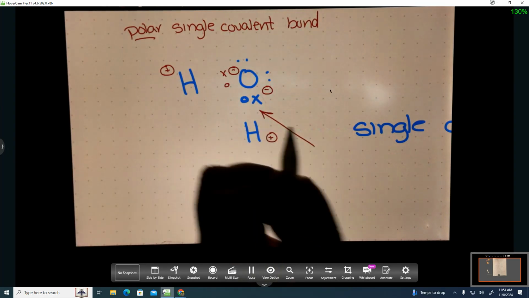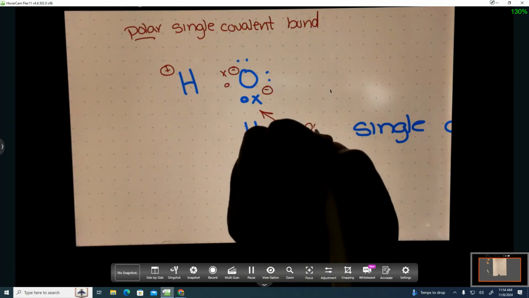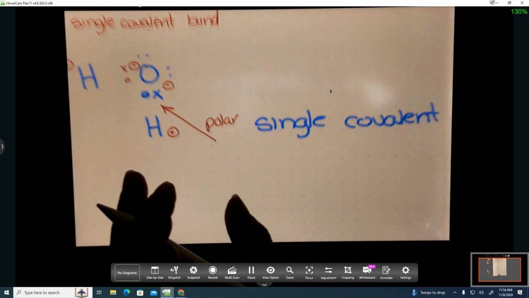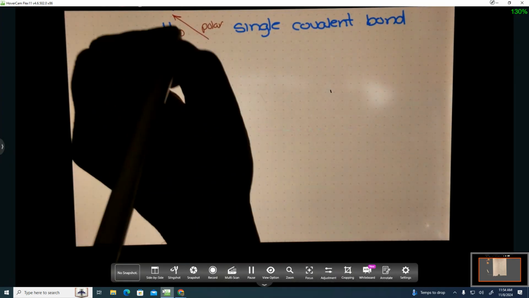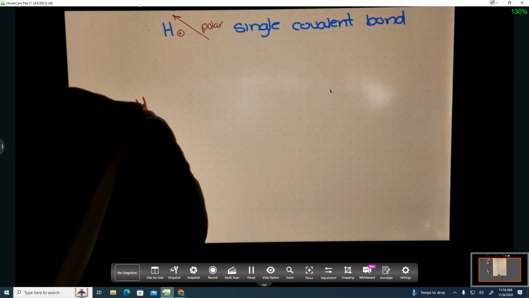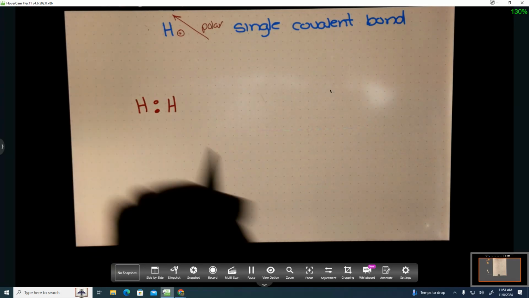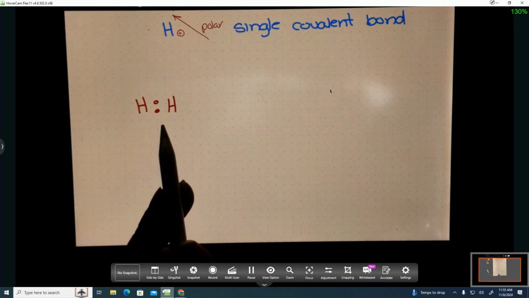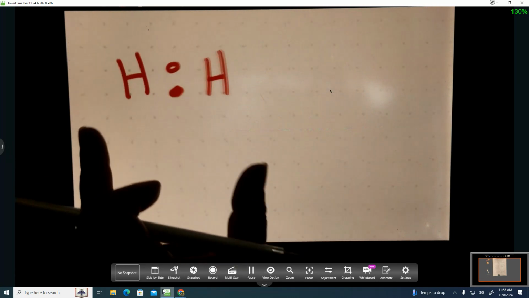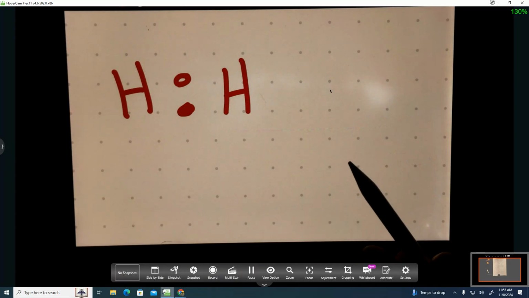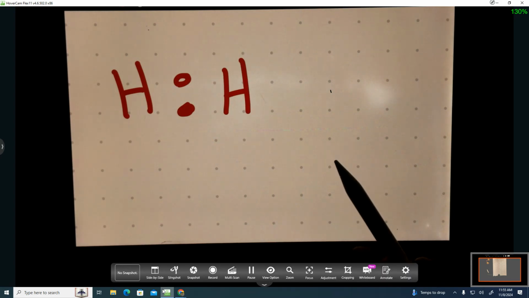This is also a polar single covalent bond. Now, to contrast that, what about if I had H and H? Where are those electrons going to be? Are they sharing them equally or unequally? They're equally. So those electrons are right smack dab in the middle.